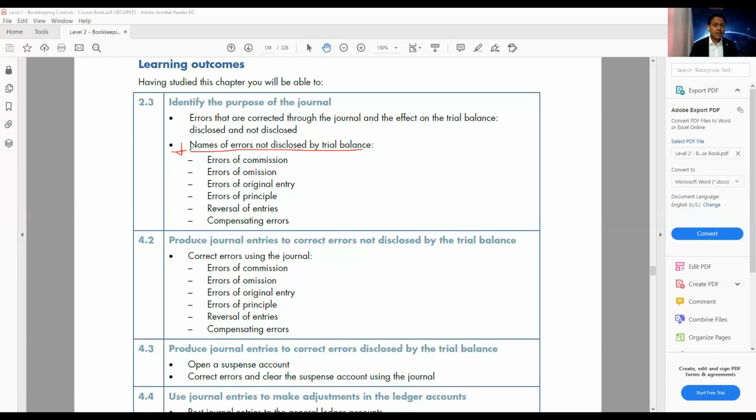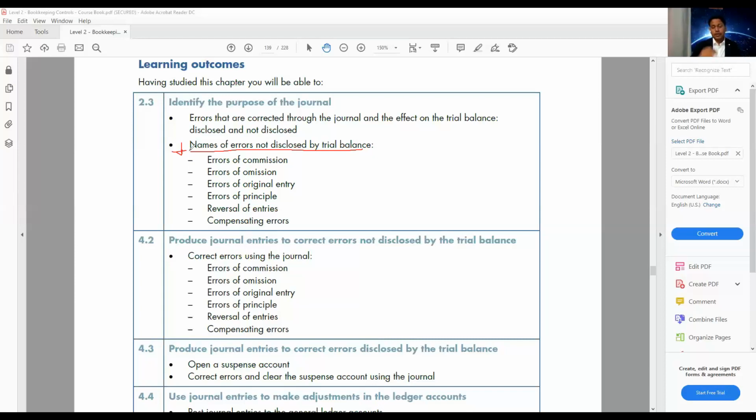So all these errors will still be there, but your trial balance will still match. That means even if your trial balance matches, you cannot say my trial balance is 100% correct, there is no mistake. You cannot say it because even though the trial balance is a match, there is a possibility this error is still there. Let's have a look at this type of error.